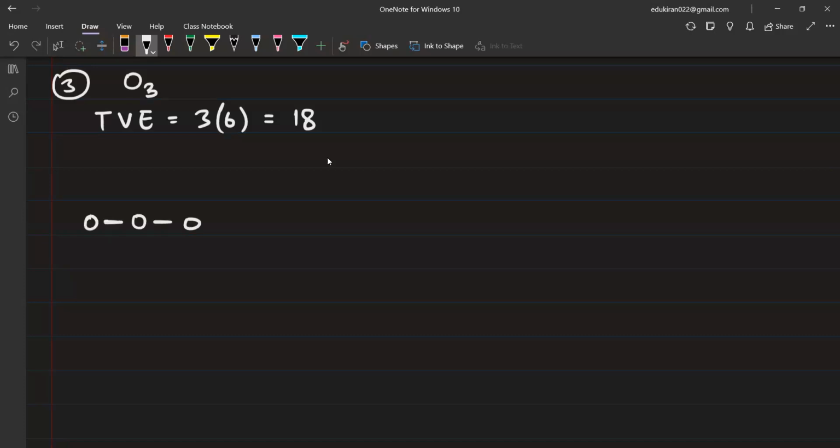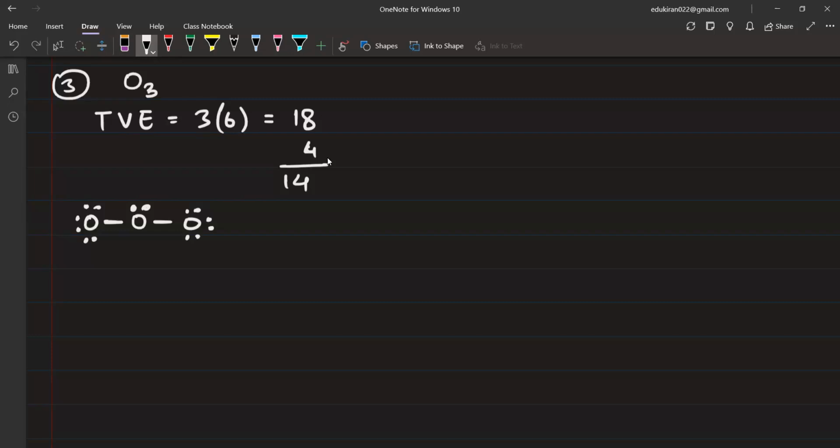Okay. Now we have to have how many electrons? 1, 2, 2 bonds. That means 4 electrons. So how many electrons are remaining? 14 electrons are remaining. So I will put up the 14 electrons. So 1, 2, 3, 4, 5, 6, 7, 8, 9, 10, 11, 12, 13, and 14.